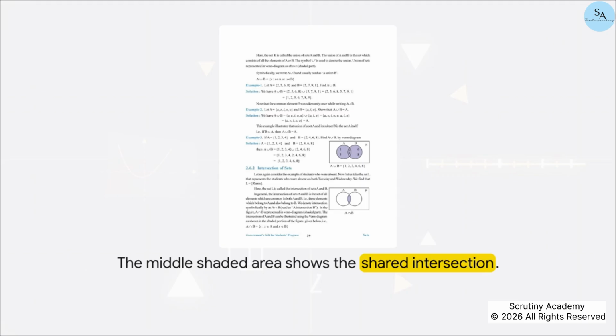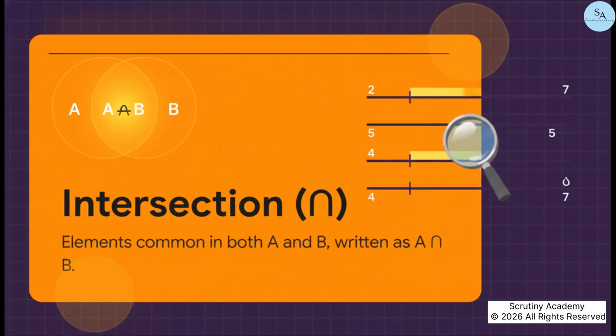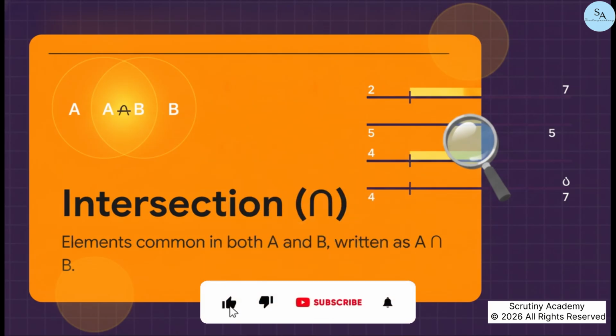This shaded area represents only the things that exist in both groups at the exact same time. We denote this overlap with an upside-down U. Think of it kind of like a bridge connecting the two sets, capturing only the exact elements they share. This, my friends, is the intersection.